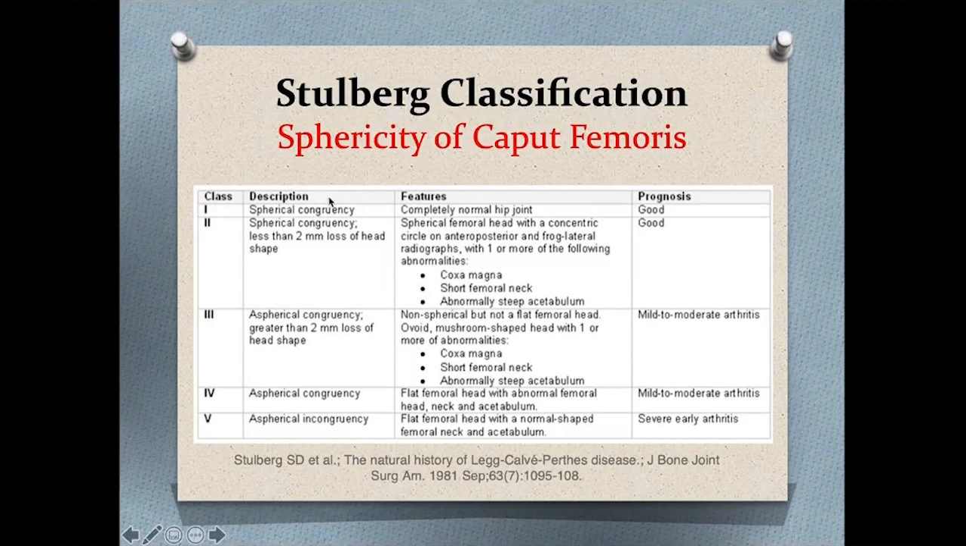Stulberg classification is basically for the late stage, when the sphericity and congruity are maintained, congruity of 2 millimeters, then it's a spherical head; otherwise an irregular femoral head is there. So in stages 1 and 2, when there is limited range of motion and it has passed the synovitis stage, it has a good prognosis. And when the head is not spherical, not congruent, then there may be a coxa magna, a short neck, or an abnormality of a steep acetabulum. Then as the deformity increases, the grading increases. This is also used in another classification.